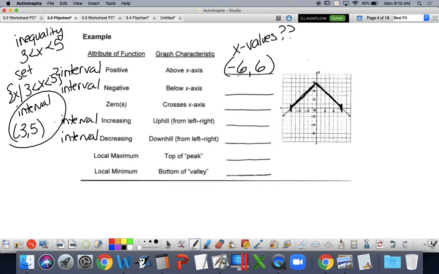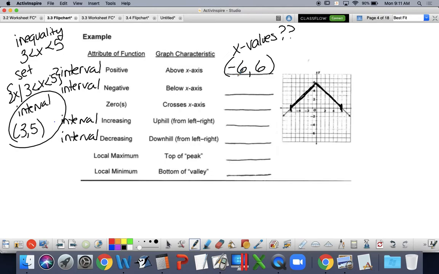And I don't include -6 or 6 because the value right here is 0. This is the point -6, 0. Is 0 a positive number? 0 is a weird number. It's neither positive nor negative, so I don't want to include it. Questions on where we got that? Okay, let's look at the negative part, because the negative part is a little bit harder.